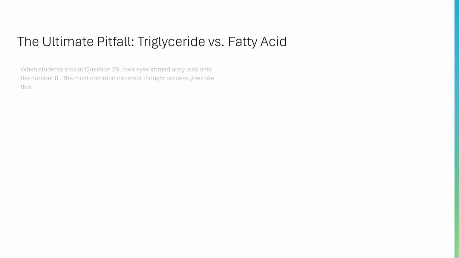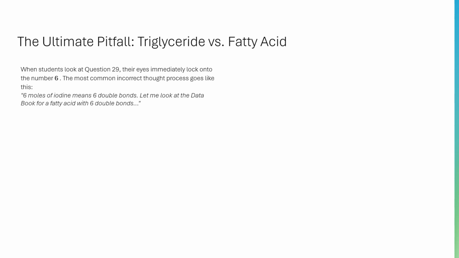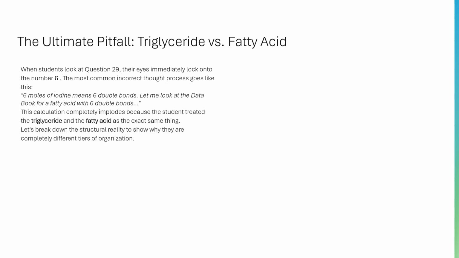When students look at question 29, their eyes immediately lock onto the number 6. The most common incorrect thought process goes like this. 6 moles of iodine means 6 double bonds. Let me look at the data book for a fatty acid with 6 double bonds. This calculation completely implodes because the student treated the triglyceride and the fatty acid as the exact same thing.